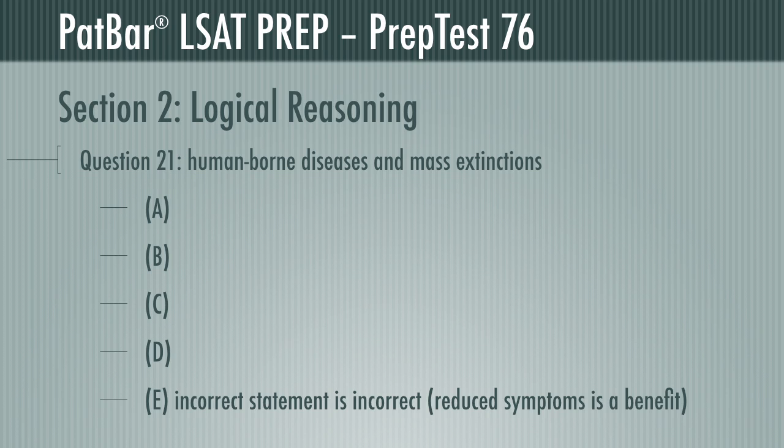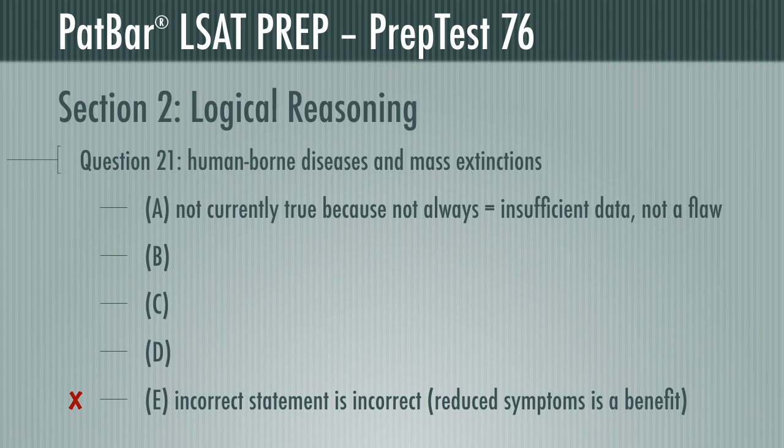It is incorrect to say some people get no benefit from flu vaccines if it's true that their symptoms are reduced. There's no obvious flaw in A either. We're told here that high interest rates can hurt the economy, but probably not this time because they're not always harmful. We are not given sufficient data to find a flaw, never mind the parallel.